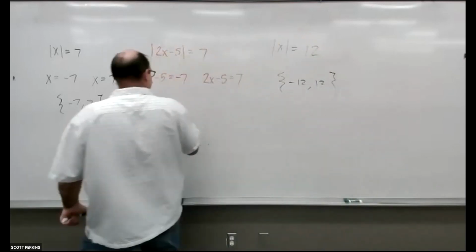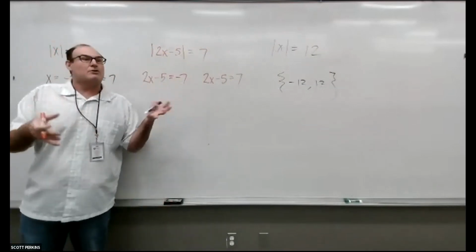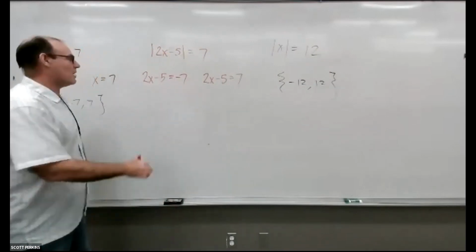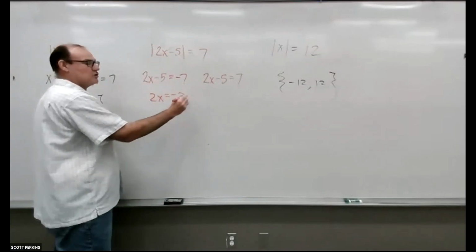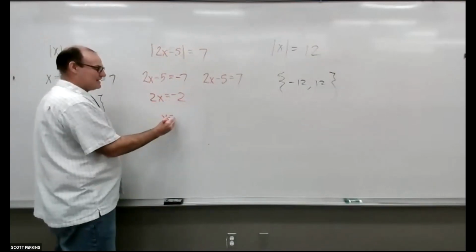So the first one, I'm going to go through these. I'm not going to write out our steps because I don't think these are super complicated equations. If you have any distress, though, please let me know. I'm going to add 5 to both sides, and I get 2x equals negative 2. And I'm going to divide both sides by 2, and I get x is negative 1.